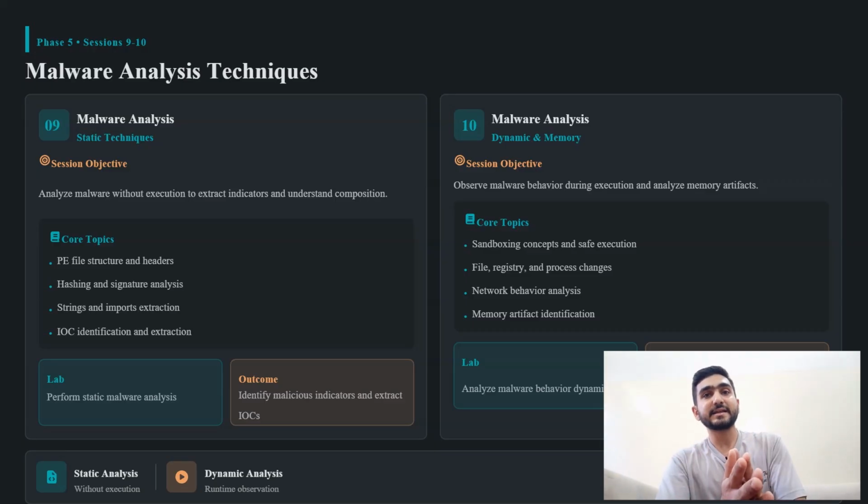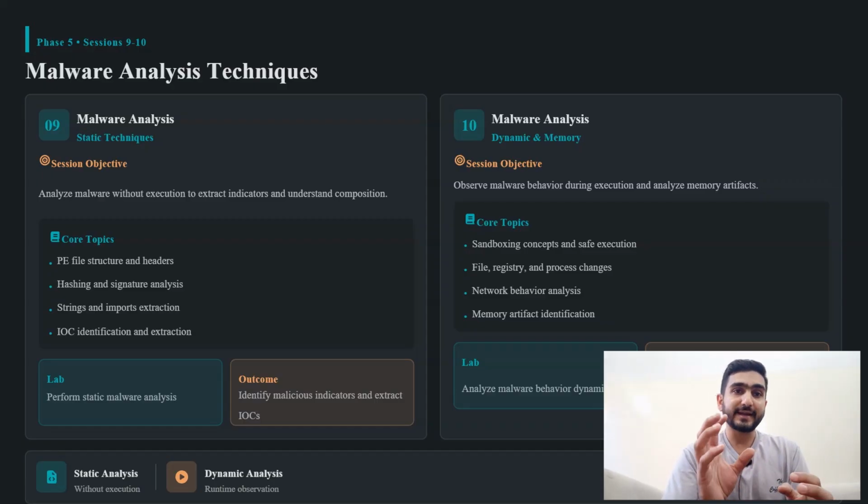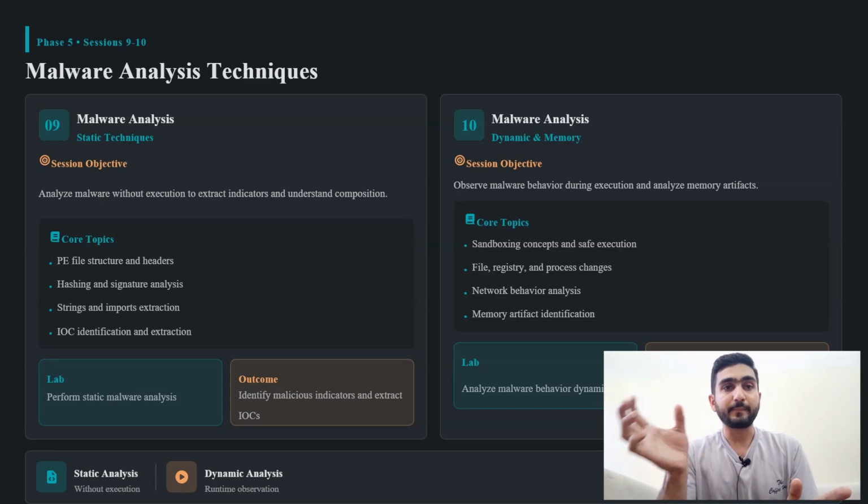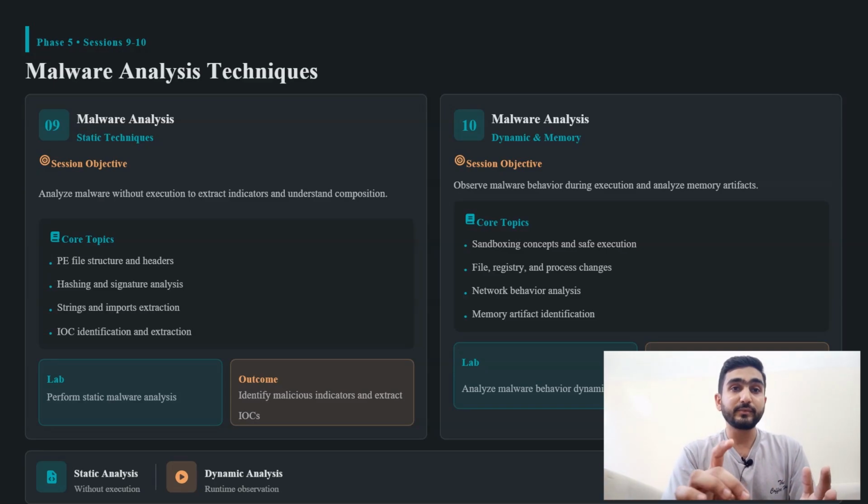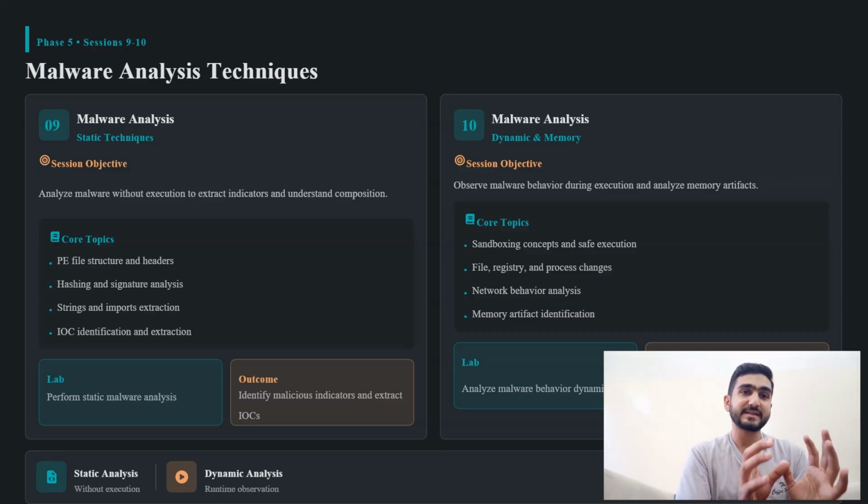Static technique is looking at the file hashes, looking at the structure of the file, looking at the strings inside a file to understand if it qualifies as malware. In session number 10, we do dynamic malware analysis. In dynamic malware analysis, we execute the malware to check what has changed in the network, or to check what kind of behavior occurred on a laptop or an endpoint.